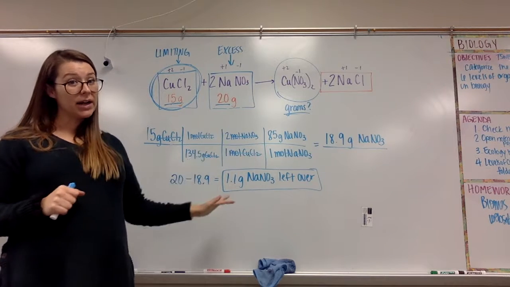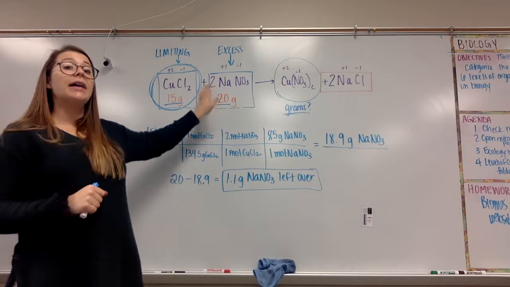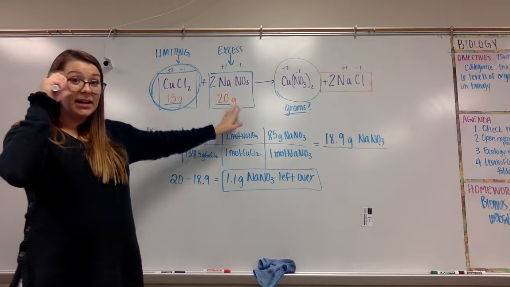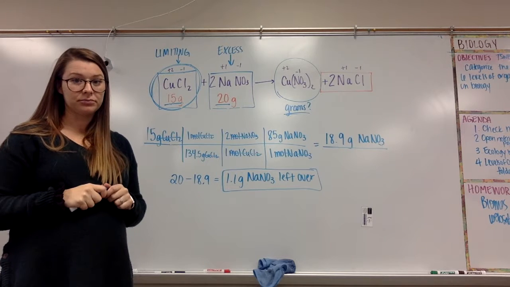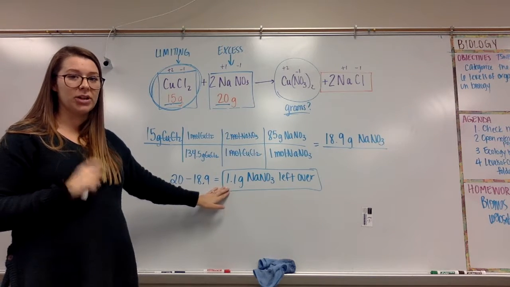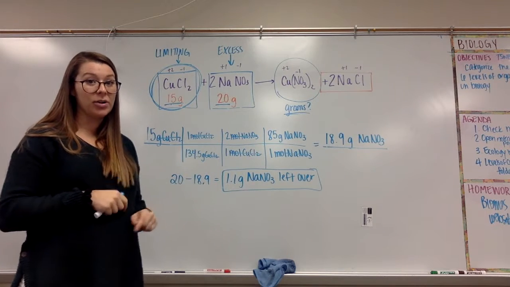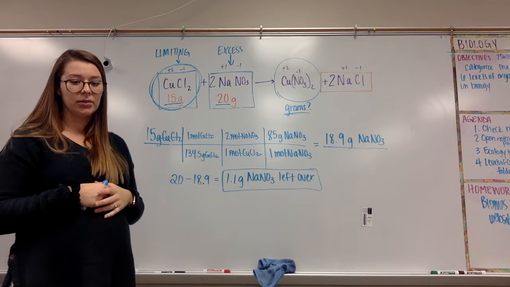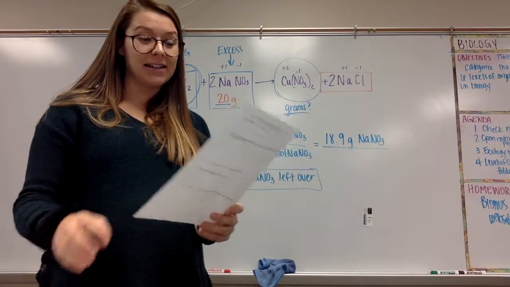And that's how you work out an excess problem. You take your limiting reactant and convert it to your excess reactant and then subtract it from how much you originally are given. And your answer is 1.1. Make sure that this is not your answer. You have to do that subtraction to figure out how much is left over. Okay? That was a lot for limiting reactants.